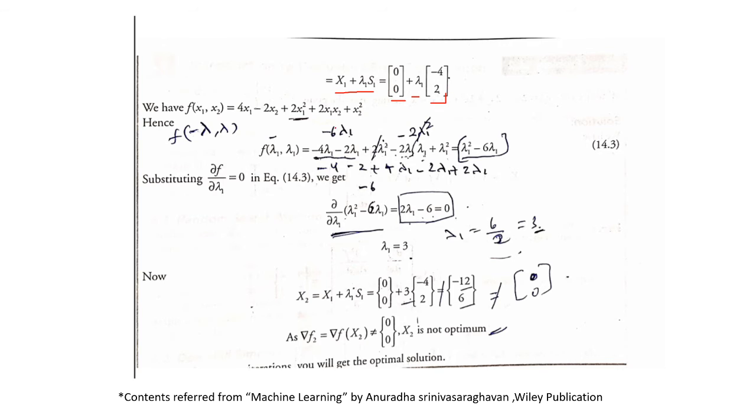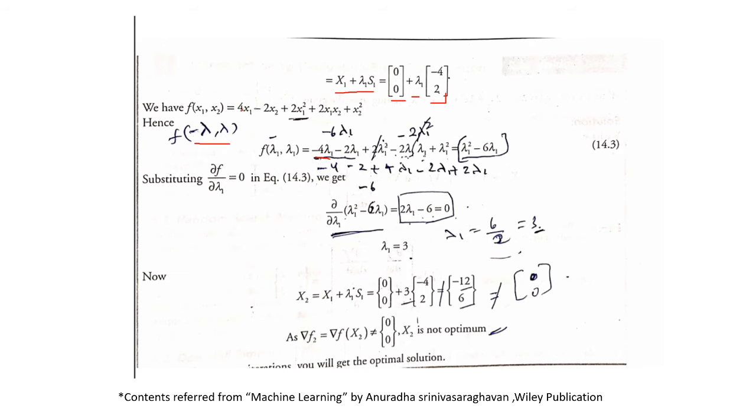If we simplify these equations and substitute, here I am going to get minus 4 lambda 1 and 2 lambda 1. So I am going to substitute this into f of x1, x2 using step 3, so the x1 value will become minus 4 lambda, and the x2 value will be plus 2 lambda.